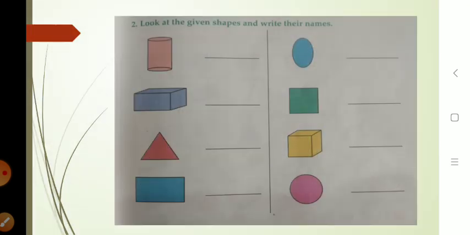Now we will move to the next exercise. Exercise 2. Look at the given shapes and write their names. Now this is very easy. So it is your PH. You have to find out whether it is a flat shape or a solid shape. Then you have to recognize whether it is a triangle, circle, square, rectangle, or a solid shape, cube, cuboid, cylinder, cone, and then write their names. It is so easy, so you have to solve it by yourself.